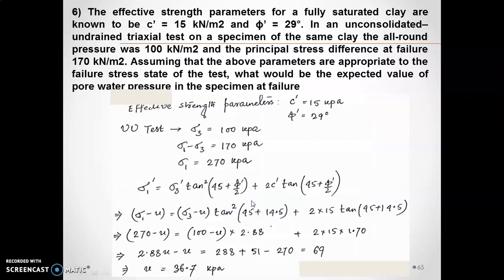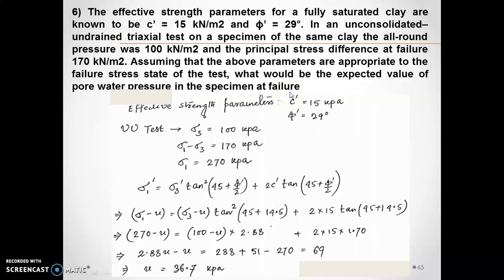Let us take this example. The effective strength parameters for a fully saturated clay are known to be c' equal to 15 kN/m² and phi' equal to 29 degrees. In an unconsolidated undrained triaxial test on a specimen of the same clay, the all-around pressure was 100 kN/m² and the principal stress difference at failure was 170 kN/m². Assuming that the above parameters are appropriate to the failure stress state of the test, what would be the expected value of pore water pressure in the specimen at failure?